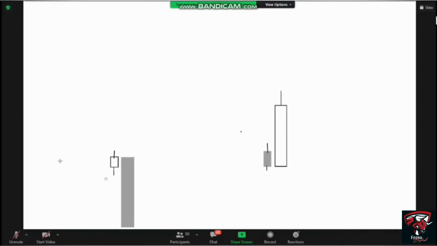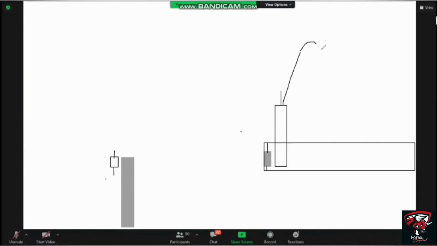So once you see this, you take your highlight tool, your rectangle, and you highlight the one that got engulfed. You take it wick to wick, you highlight it like this. I'm making an example of this one. Obviously now what you expect is the market to go up.